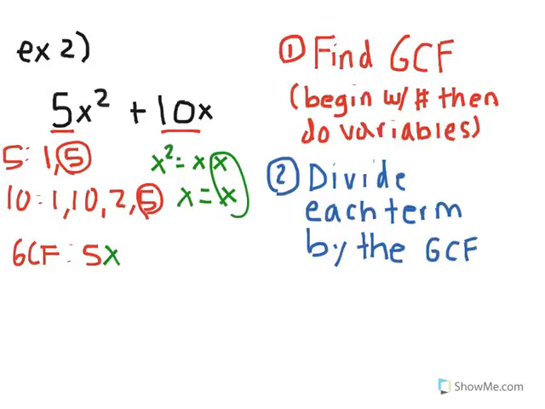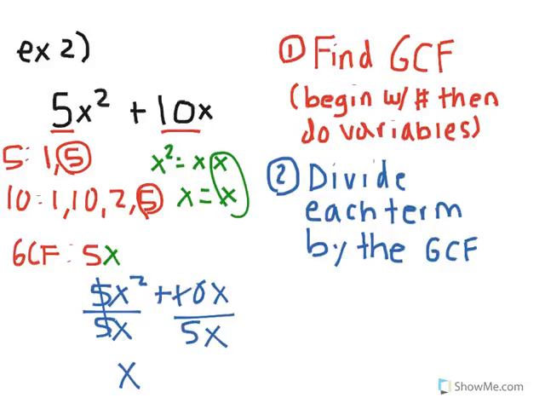Now I divide each term by the GCF. Divide by 5x. Remember, when we are dividing powers, we just subtract, so this is going to end up just being x, because the 5's cancel, and 2 minus 1 is 1, so x is the first term. And we divide by 5x. That's 2, that's 1, and those cancel out, so we're just going to have plus 2, and we keep the GCF on the outside.